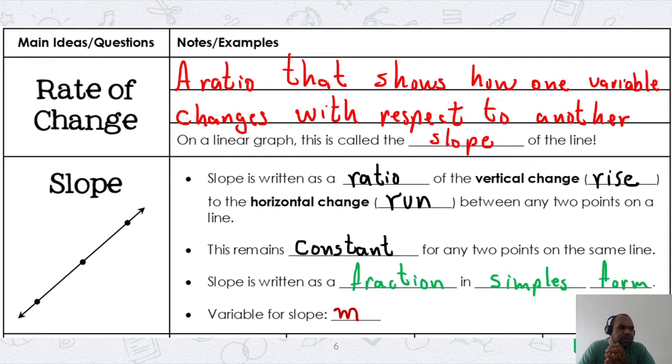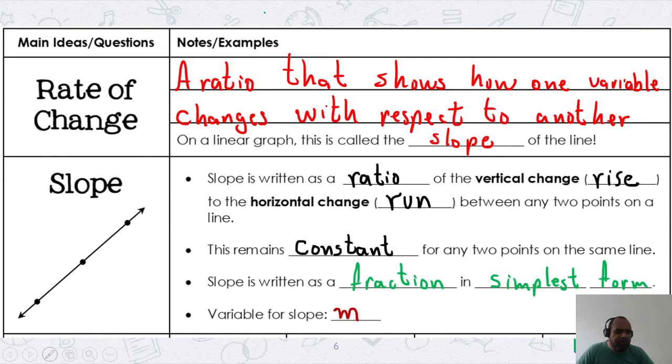Slope is written as a fraction in simplest form. It is pretty simple to remember. And we choose a variable to be the slope. For me and for many other teachers, we choose the variable m. M is the variable we choose.